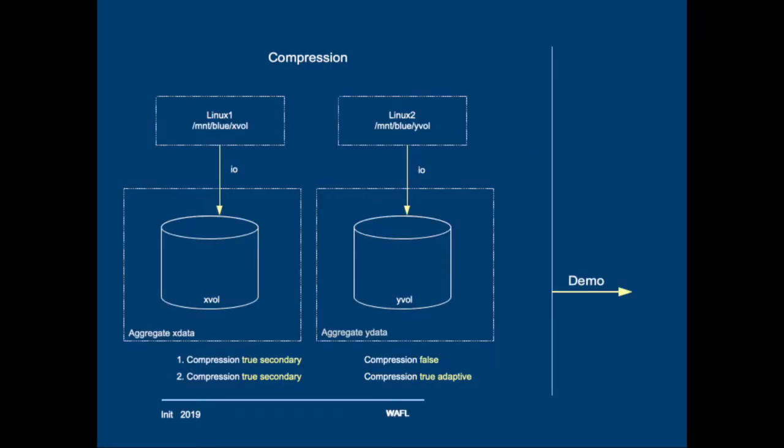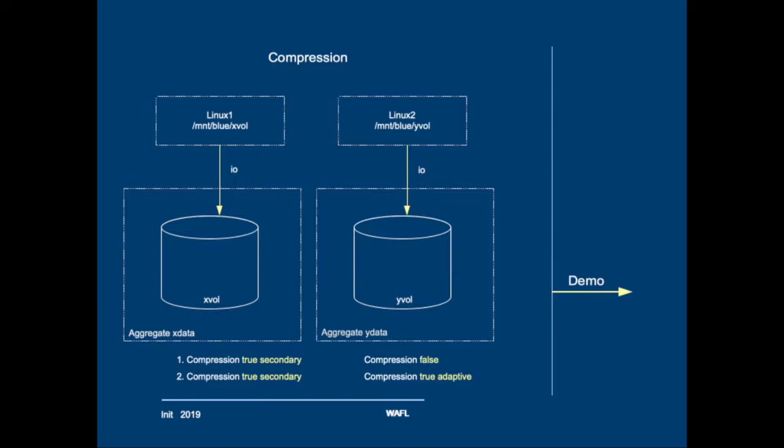Now, the demo on compression is pretty straightforward. I have two aggregates, X data and Y data, and I have two volumes, XVol and YVol, in the respective aggregates. Then, from two Linux terminals, I will create some files in both volumes at the same time. The X volume will be compressed with secondary compression, so 32 kilobytes compression groups, and the Y volume will get no compression. Then we'll check the outcome after the I/O is done.